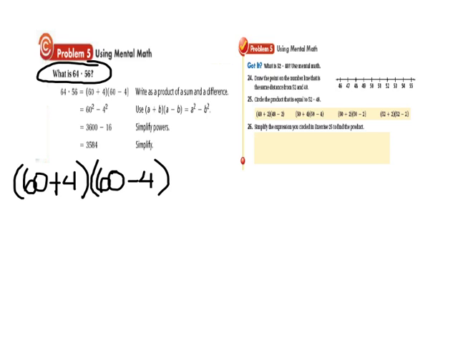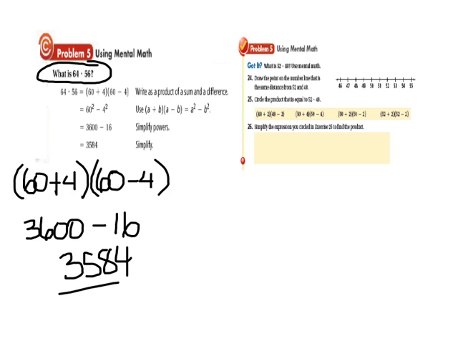Right? When we're doing mental math, we don't have to write this down, but I want you to be able to see what I'm thinking. So the first term squared is 3,600. The second term squared is 16. So then all I have to do is think about what that is, and voila, I have multiplied those two big numbers in my head. Alright, go ahead and try the got it.